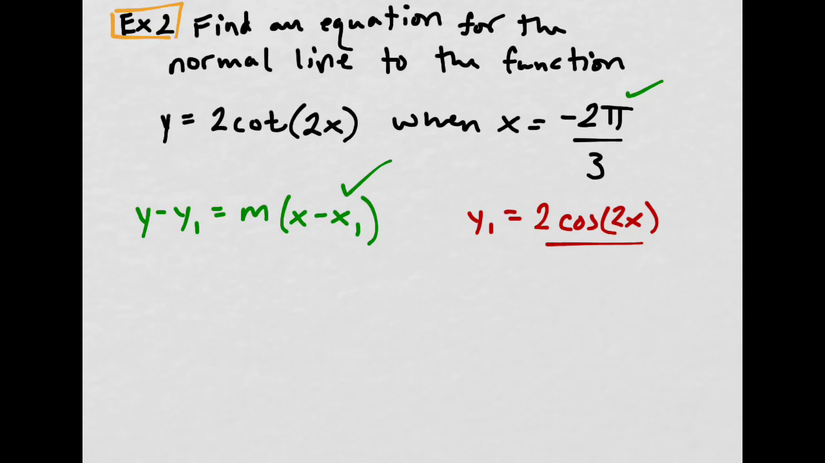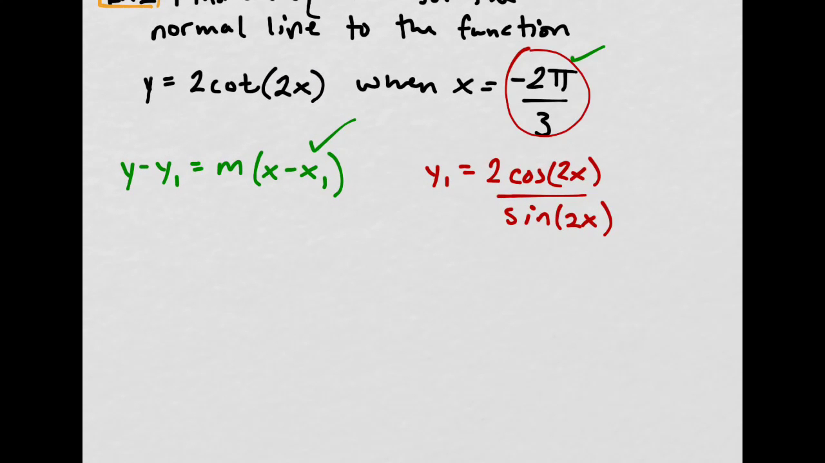2x over sine of 2x. Why'd I put the 2x in there? Because it's right there. So that's the same thing. And the only reason I did that is so when I plug this in, I know what's going on.